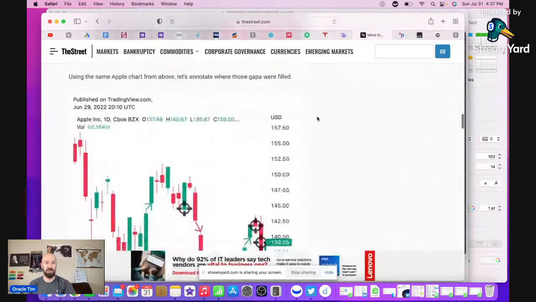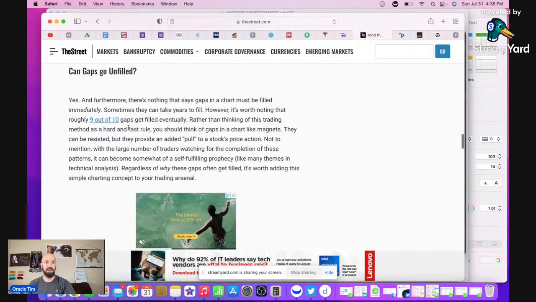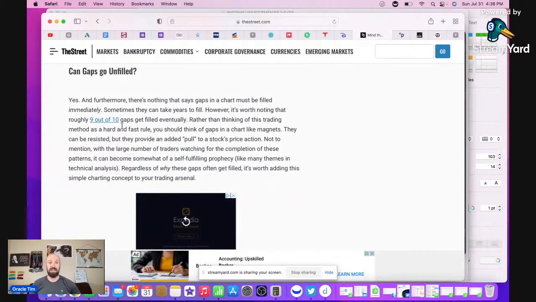Yep, so here's another one. Can gaps go unfilled? It's noting that roughly 9 out of 10 gaps get filled eventually. Now, when it says eventually, they do say sometimes it can take years to get these gaps to fill. I don't tend to think that a stock like Tesla is going to take years to fill a gap. However, we had 6 to 8 months go by before we did fill some gaps on the way back down. So that did happen in the past.